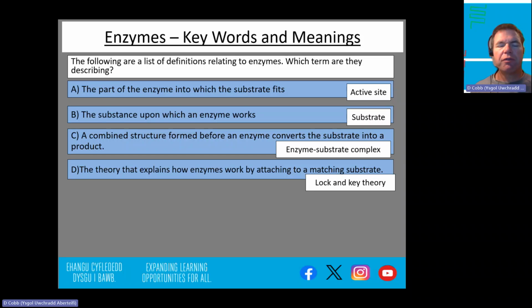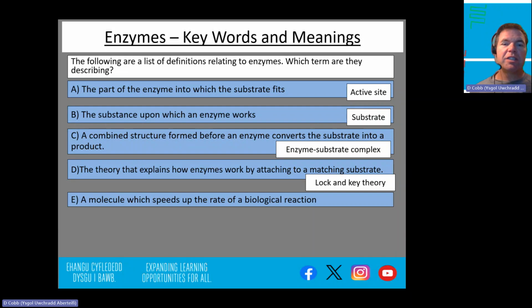Whenever you see a question which refers to a theory, chances are the answer is going to be lock and key theory. It's not uncommon to see pupils write down the term enzyme substrate complex when the answer is lock and key theory, and vice versa. So the way you pick out which one you need is you're looking for something like the word theory.